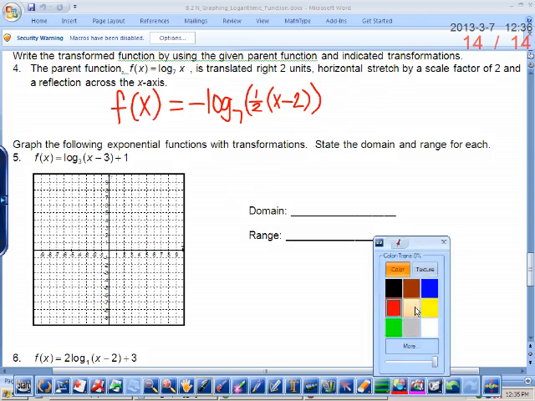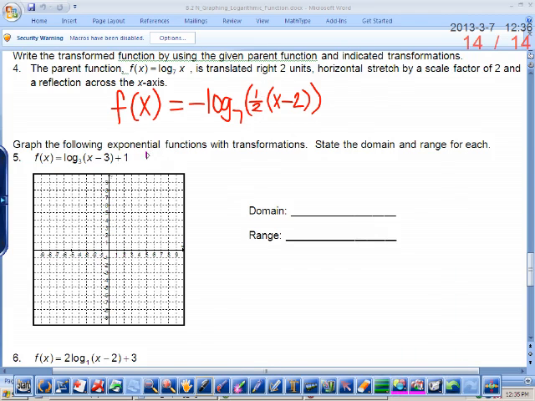Okay, so look at number 5. What is your parent function in number 5? All right, and let's list our transformations. What are we going to do? Okay, and up 1. Are either of those going to move our asymptote? Yeah, what's our original asymptote? X equals 0. So where's our new asymptote going to be? Okay, just like with exponential, always move your asymptotes first.